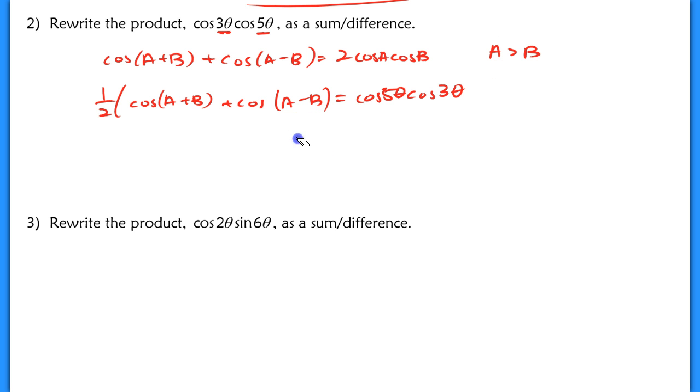All right, so anyhow, like I said, this is just an exercise in substitution at this point. So this is a pretty easy problem again, where we're going to take a and b here. So we have 1/2 times the cosine of 5 plus 3 theta, which gives me 8 theta, plus the cosine of 5 theta minus 3 theta, which is 2 theta. And that's really all there is to this particular product, to rewrite it as a sum.